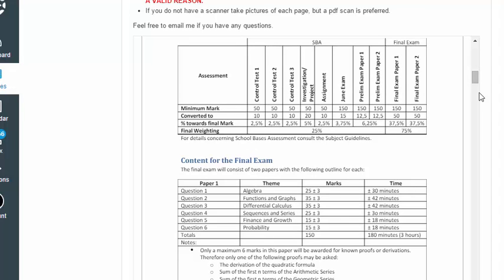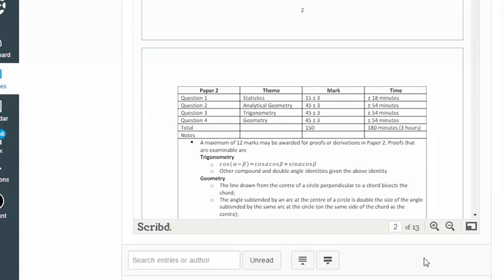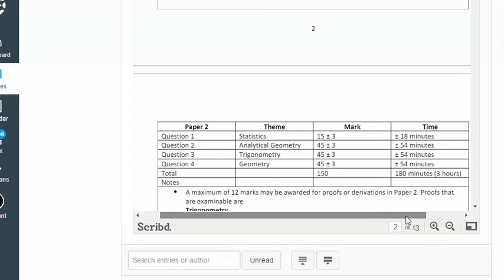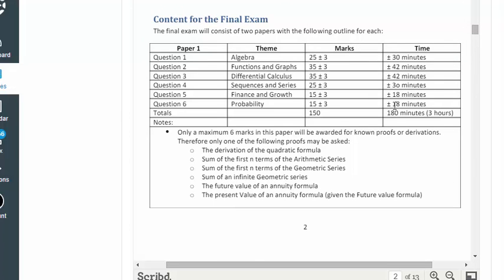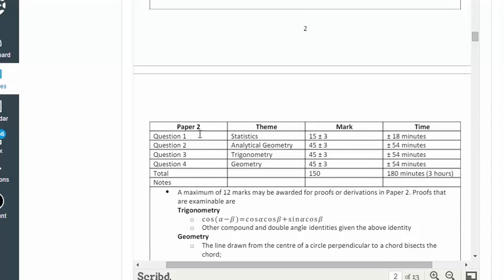For example, let's see if I can get this a bit bigger. There we go. So for example, you see the content for the final exam, paper 1. This is not exactly perfect because paper 1 is fine, but paper 2 is not just question 1, 2, 3, and 4. Paper 2 is usually up to question 11. But the first few questions are stats, the next few analytical geometry, then trigonometry. This is just my suggestion for the exam for next year, that they rather break it down into 4 simple parts since there are 4 topics. But what I want to show you here is the geometry.